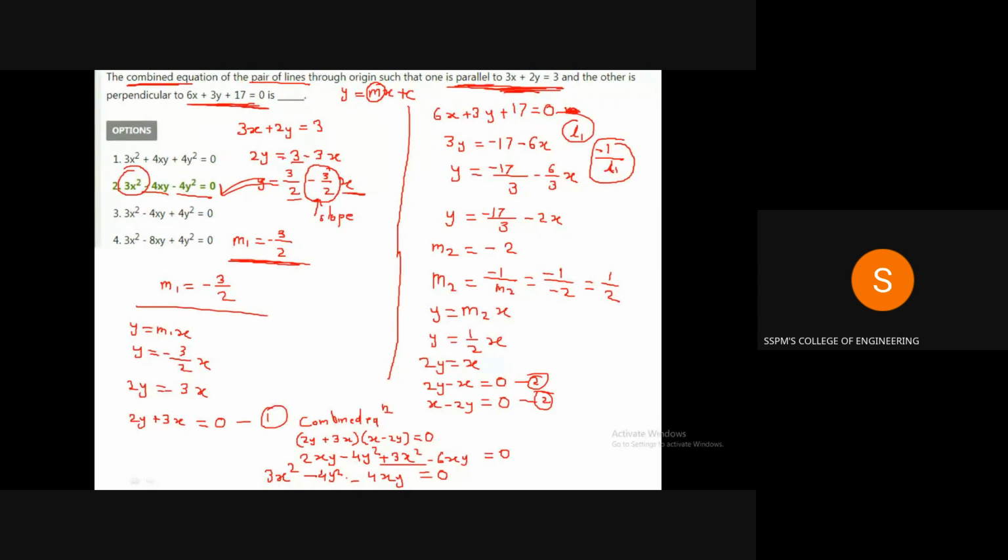So that's how you find the combined equation. Whenever lines are parallel, their slopes are the same. But when the lines are perpendicular, the multiplication of their slopes is minus 1. Suppose the slope of a line is L1, then the slope of the line perpendicular to it is minus 1 by L1. If you multiply these two, you get L1 into minus 1 upon L1. L1 will cancel, you will get minus 1. So the multiplication of slopes of two perpendicular lines is always minus 1. Remember.